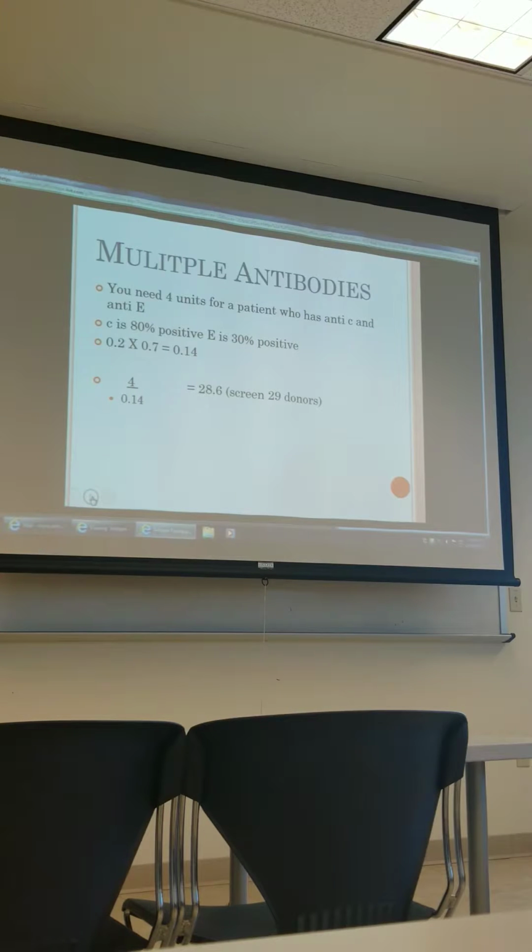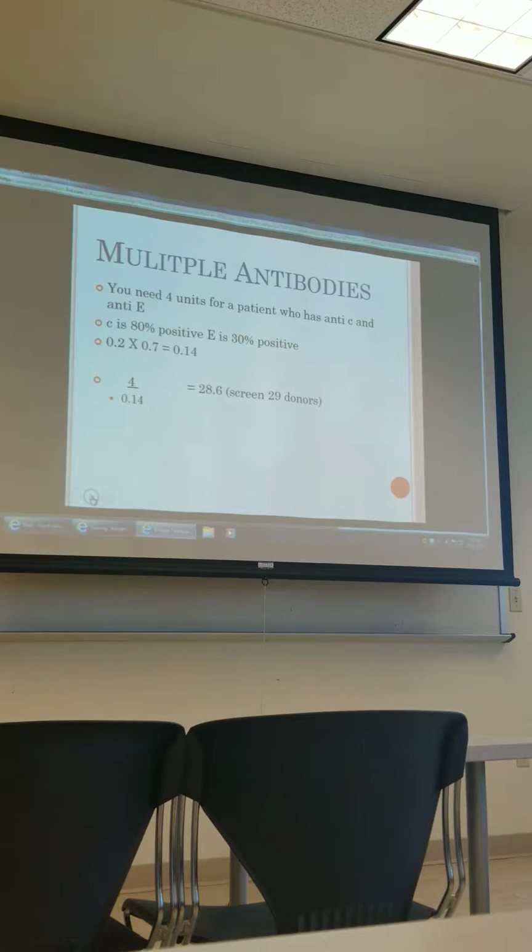Well, let's say we had a big E and a little c, which happens very often. They like to rhyme together because we know R1 people, right? So if we needed to figure out how many units we needed to screen for little c and big E, we know little c is very, very prevalent, and big E is not so prevalent. So we would multiply the two percentages and then put it over the 4 units that we needed, and we know we needed to screen 29 units.